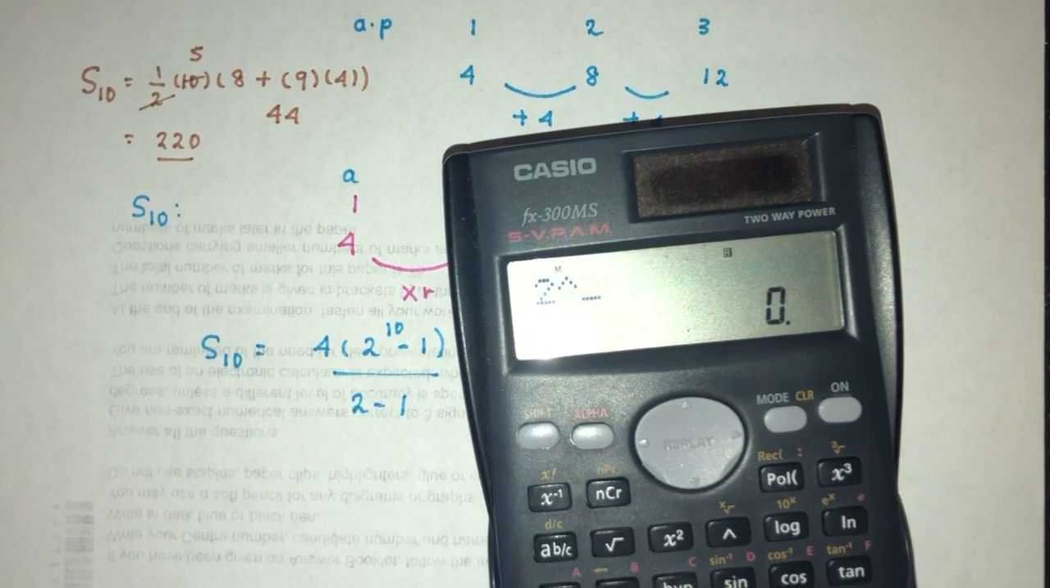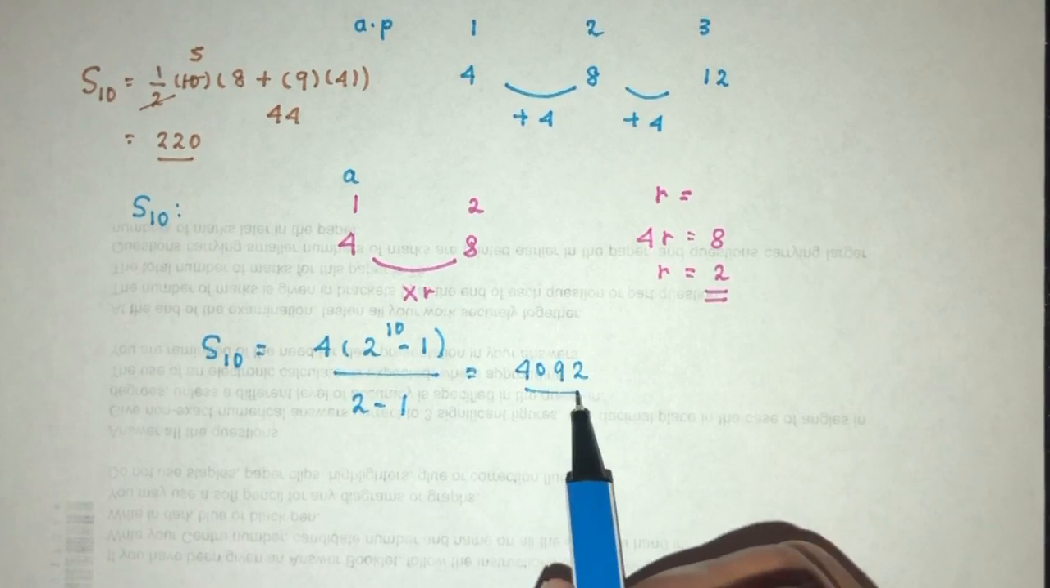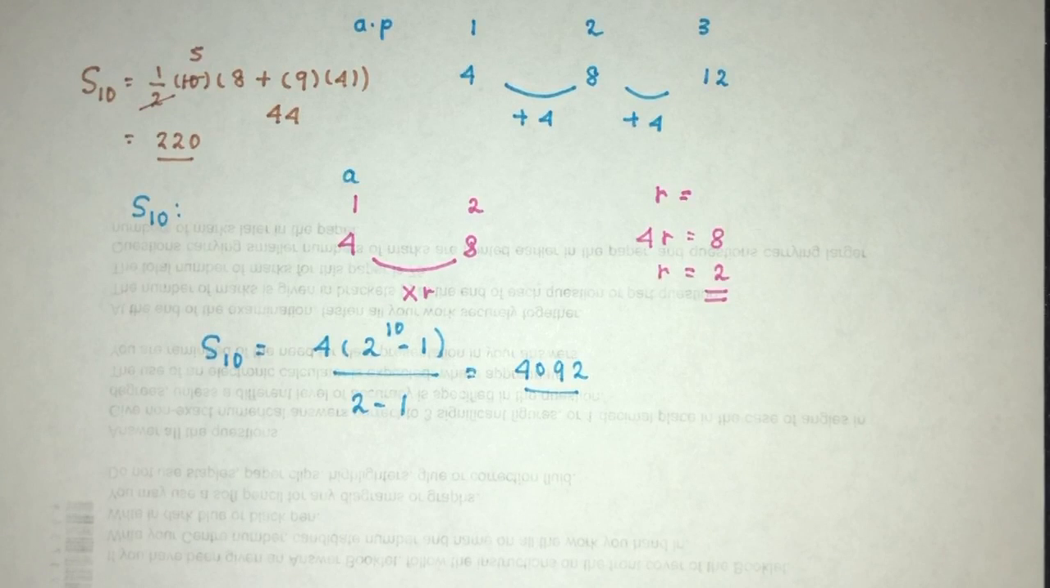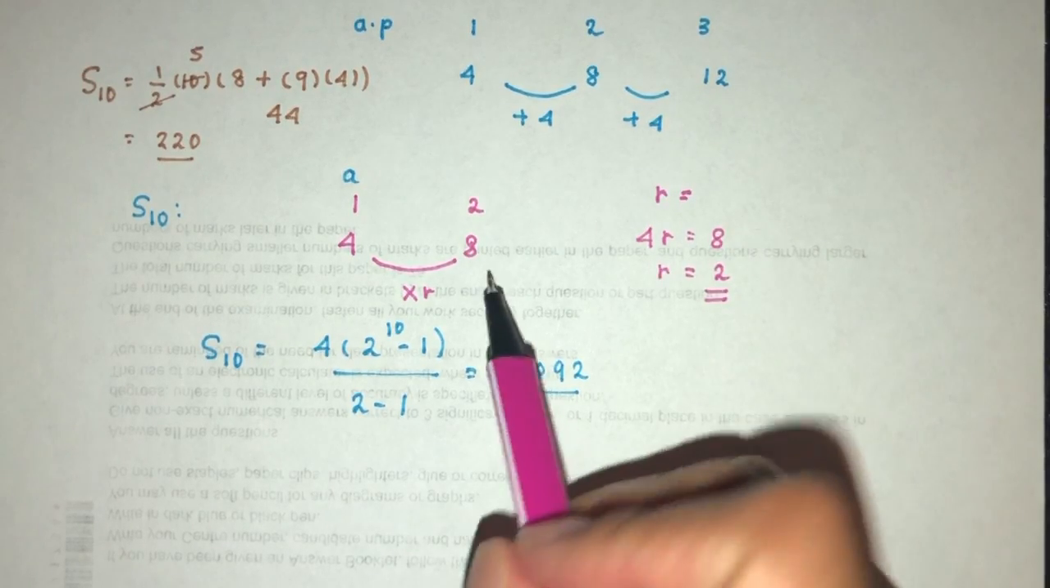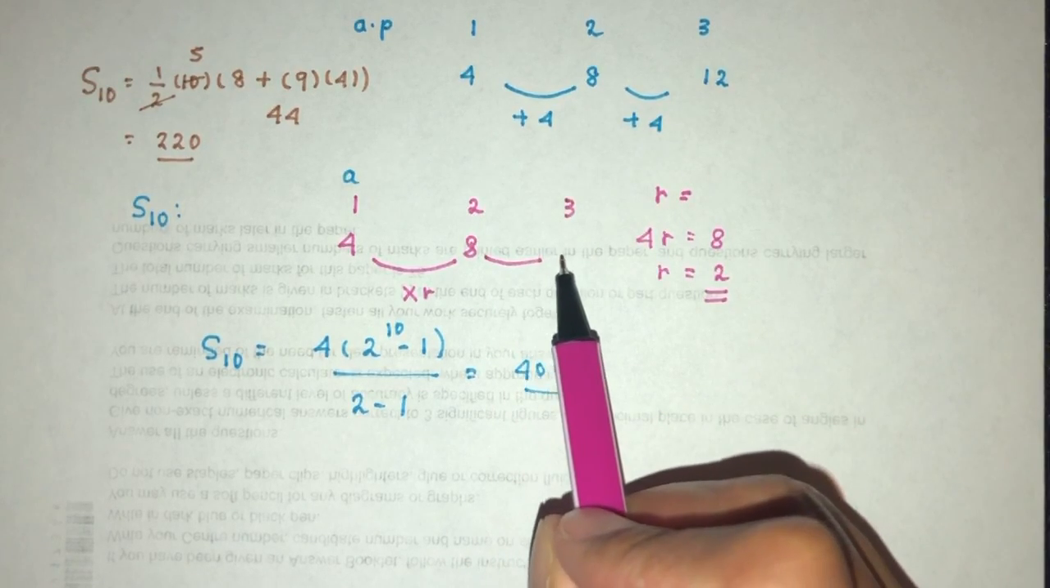So 2 power 10 minus 1 times 4, that should be 4092. That should be the sum of the first 10 terms for this expansion. Okay, because every time we multiply by 2, the third term should be what? The third term should be 16.